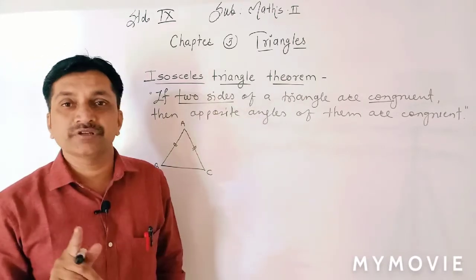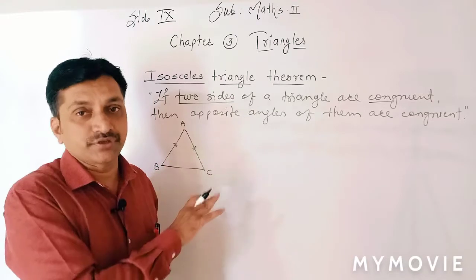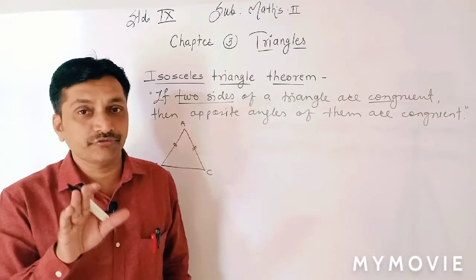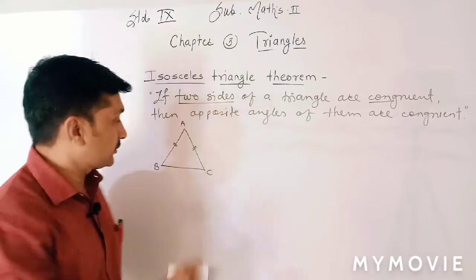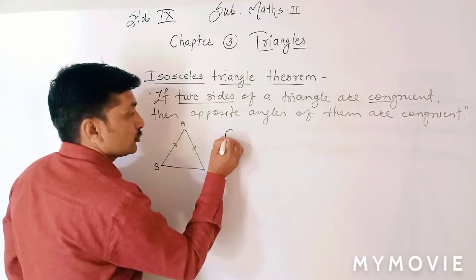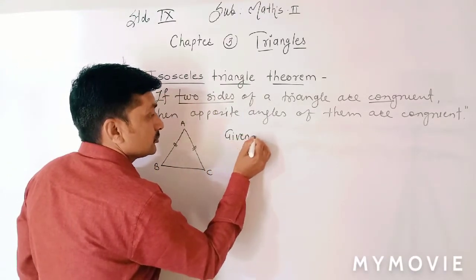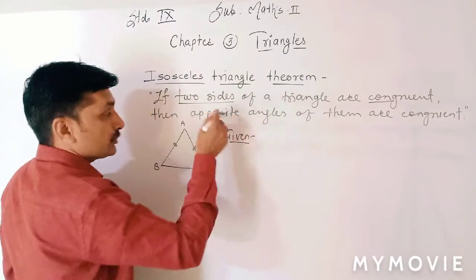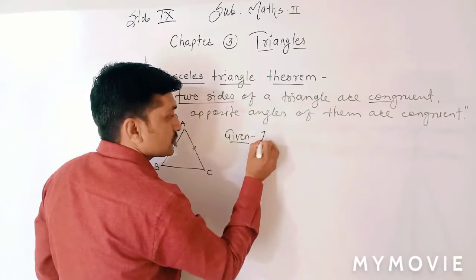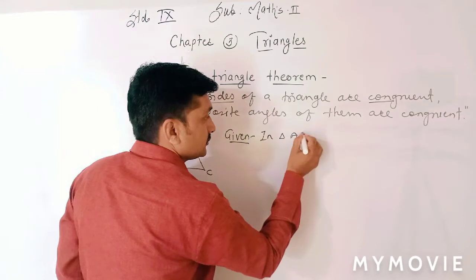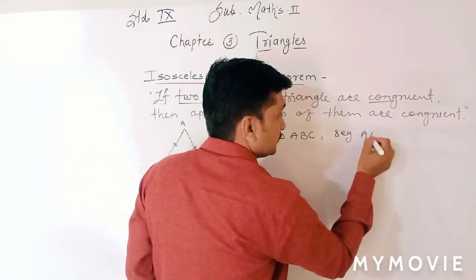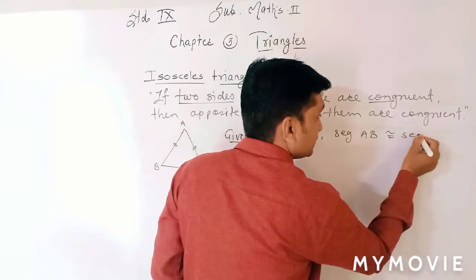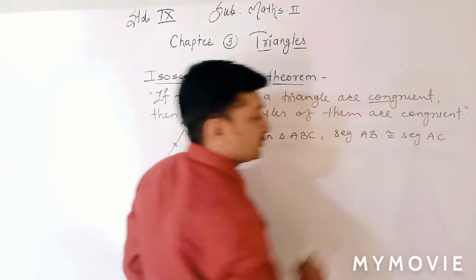The most important rule of the theorem is that the figure is a must. If you don't draw the figure, you get 0 marks. Remember always. Therefore, the figure is drawn. Then what is given? Which two sides are congruent? That we have to write. In triangle ABC, seg AB is congruent to seg AC. This is given.